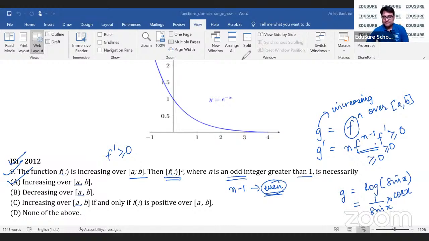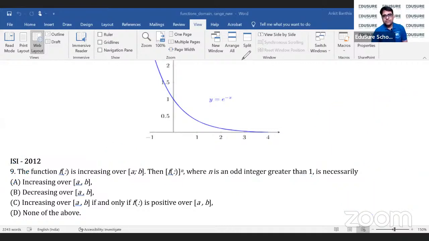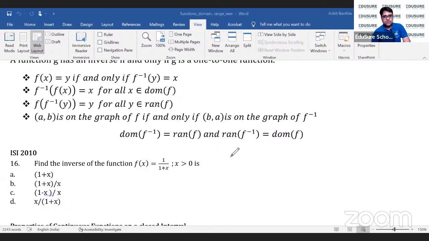चेन रूल, चेन रूल, ठीक है. चलिए अब एक इनवर्स ऑफ अ फंक्शन का क्वेश्चन करते हैं. I hope all of you have seen the inverse of a function video. बहुत सिंपल सा क्वेश्चन करते हैं. If n would have been even, then the answer would have been C.